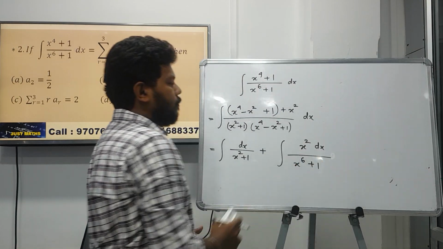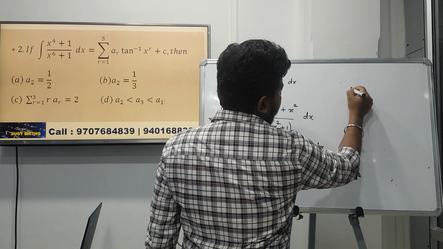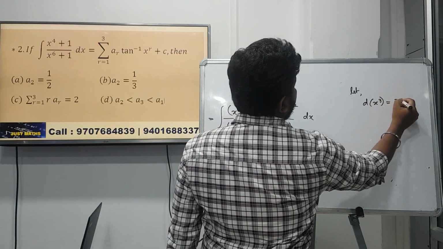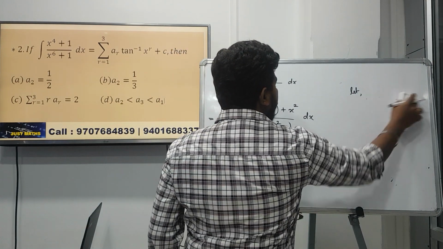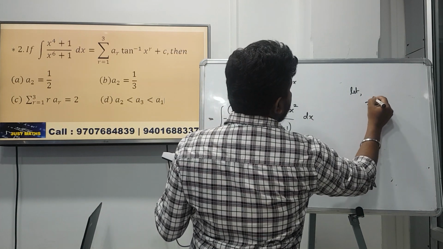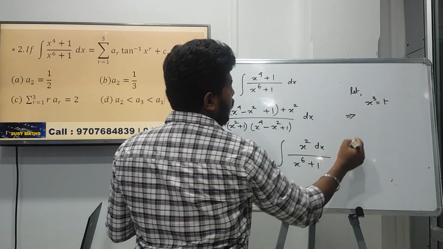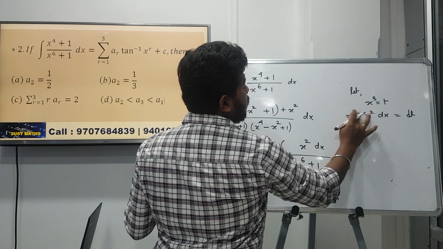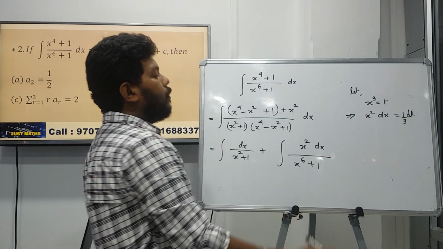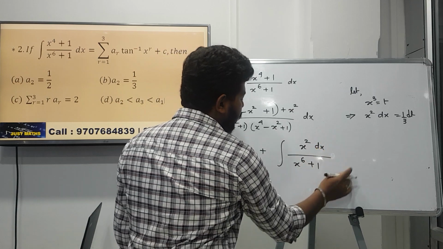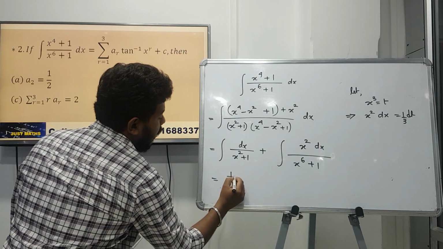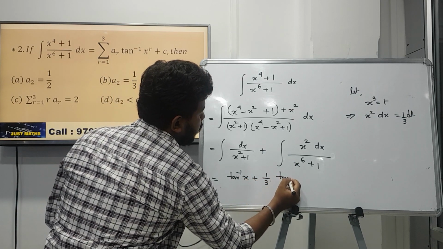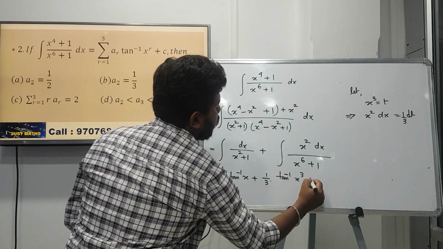See, what is x^2? This is the derivative of x^3: if I differentiate x^3, I will get 3x^2. Therefore, let x^3 equal t. Hence 3x^2 dx is equal to dt. That means x^2 dx equals 1/3 of dt. Now the first part is nothing but tan inverse of x, and this is 1/3 of tan inverse of t, where t is equal to x^3.